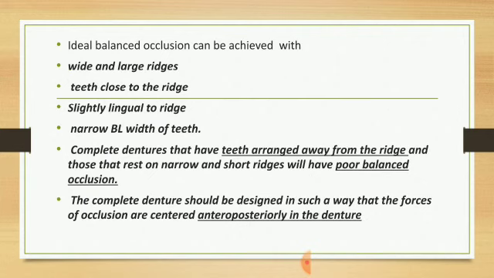Next, ideal balanced occlusion can be achieved with, now these are the things which are to be taken care of. In which patient we can give balanced occlusion? Patient who has wide and large ridges, then in those cases in which we can place the teeth close to the residual ridge, then teeth slightly lingual to the ridge has to be placed, then teeth should have narrow buccolingual width, then complete dentures that have teeth arranged away from the ridge, and those that rest on the narrow and short ridges will have poor balanced occlusion.